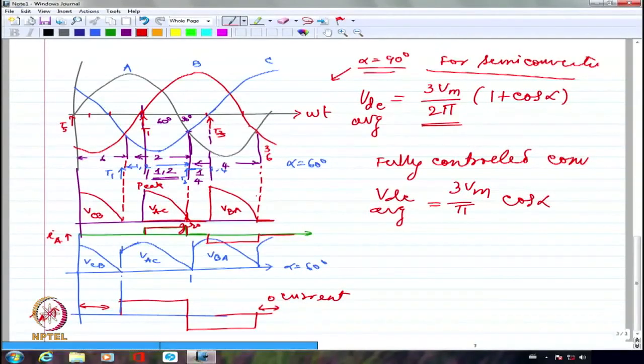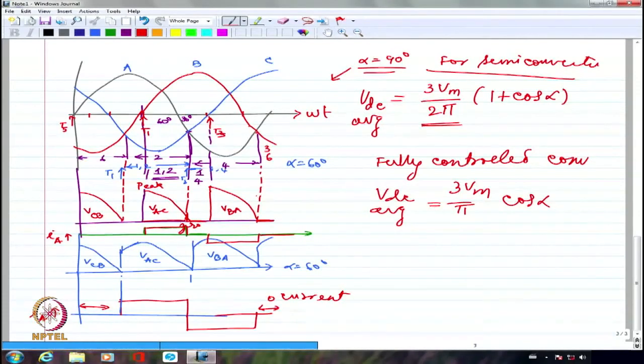3 Vm by 2 pi into 1 plus cos alpha is the case corresponding to the semi-controlled converter, and 3 Vm by pi cos alpha is the fully controlled converter. Clearly, semi-controlled converter for a given alpha other than 0 will yield a higher value of voltage. If I, for example, take alpha equal to 90 degrees, here it is 0. Whereas if I take alpha equal to 90 degrees, in the other case it will be 3 Vm by 2 pi.